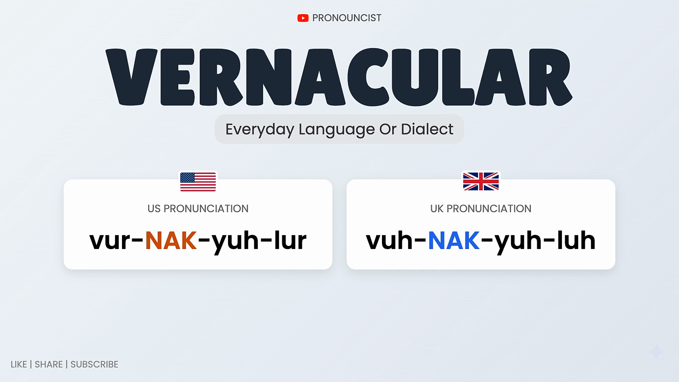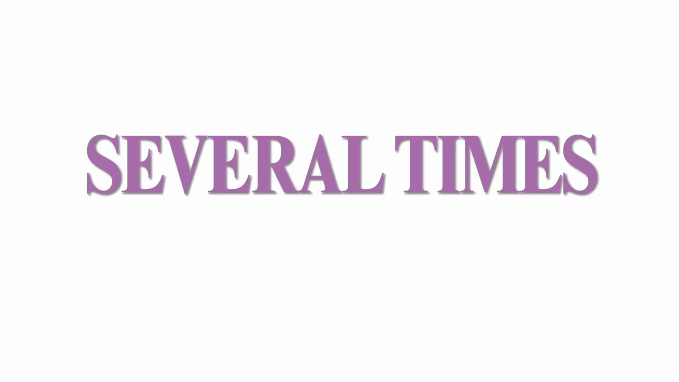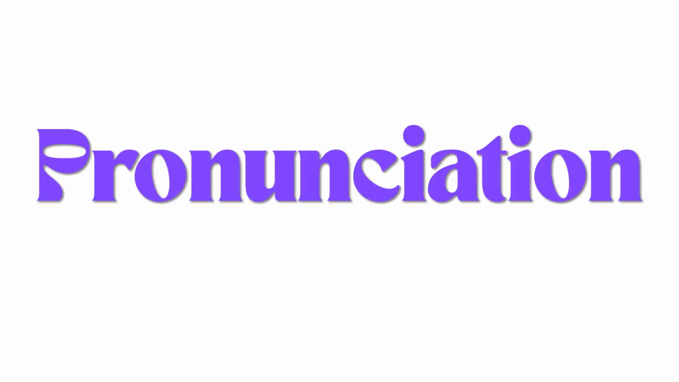Vernacular. Practice repeatedly and you'll soon be able to say this word perfectly. The best way to practice is to repeat the syllable multiple times. The meaning of the word is everyday language or dialect. Try repeating this word several times to improve your pronunciation.